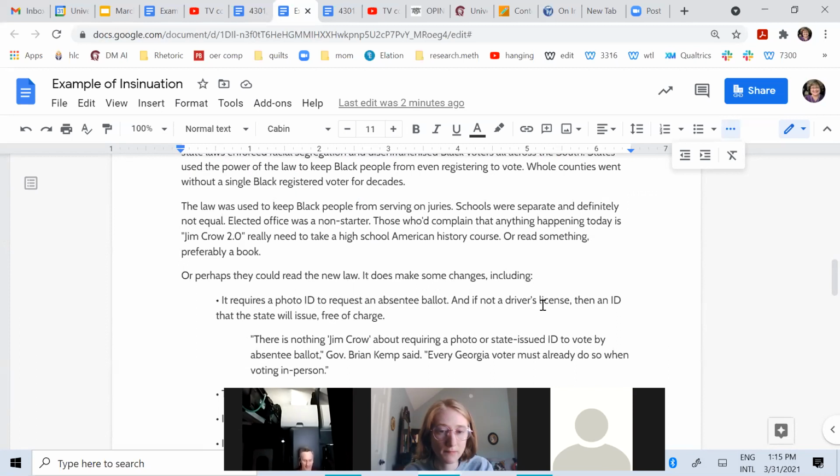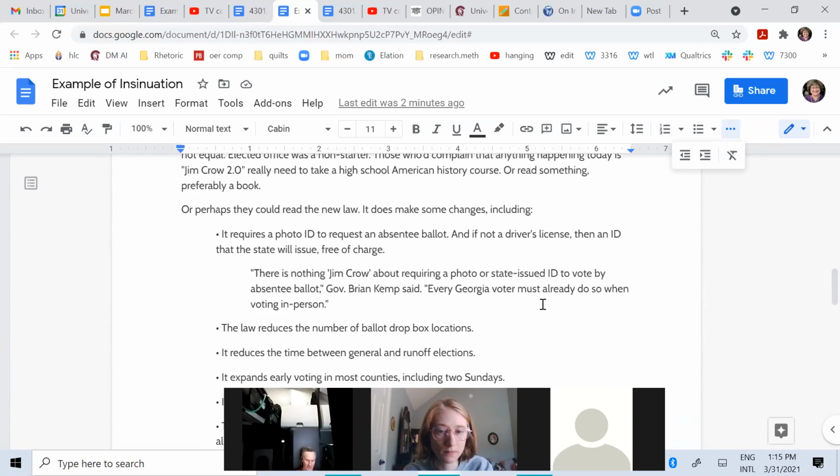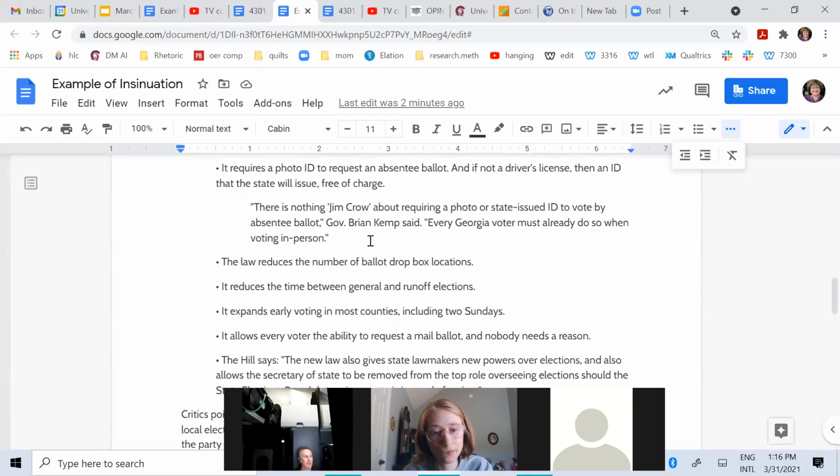Perhaps they could read the new law. It does make some changes, including... so in terms of background, first we're getting background in terms of the public response, particularly the criticism of it. Then we're getting background on what Jim Crow is, their definition. And now we're getting very concrete, specific background. This is what the law says. It requires a photo ID, and note they put in a little comment.